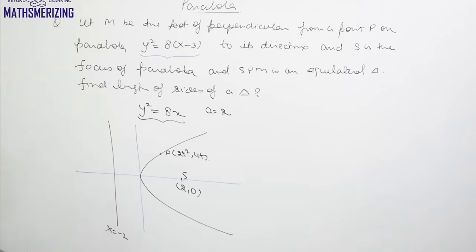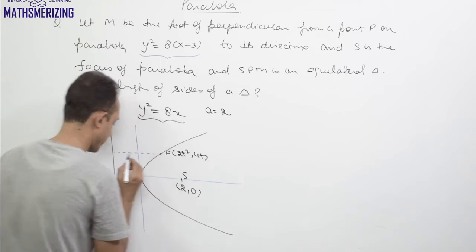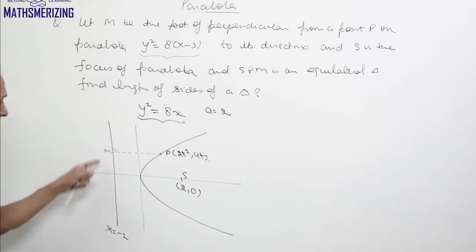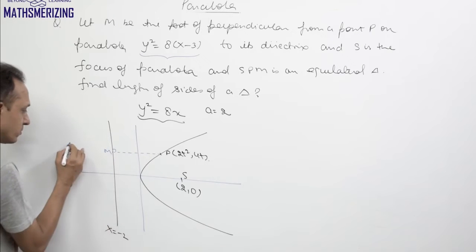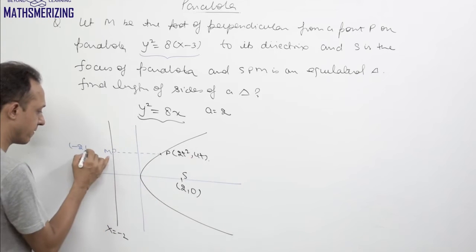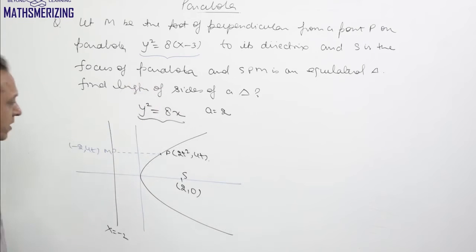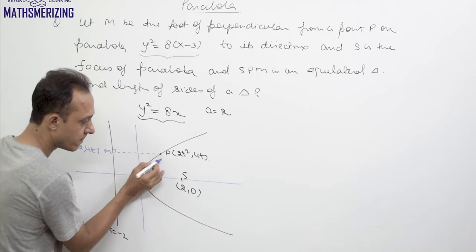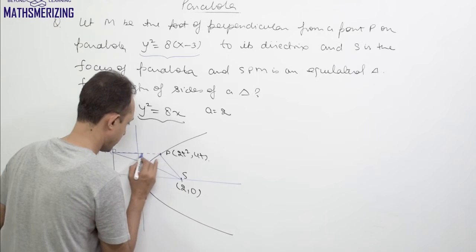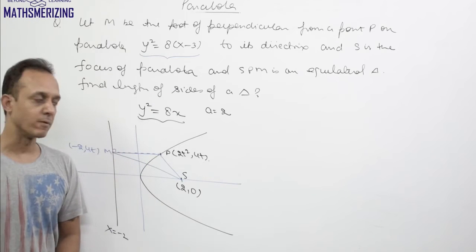So let M be the foot of the perpendicular from the point P on the parabola to the directrix. So what is the coordinate of this M? The x coordinate is simply minus 2. And what is the y coordinate? The y coordinate in this case is simply 4t. Now it says this triangle SPM is an equilateral triangle. If this triangle is equilateral, we need to find the length of the side of this equilateral triangle.